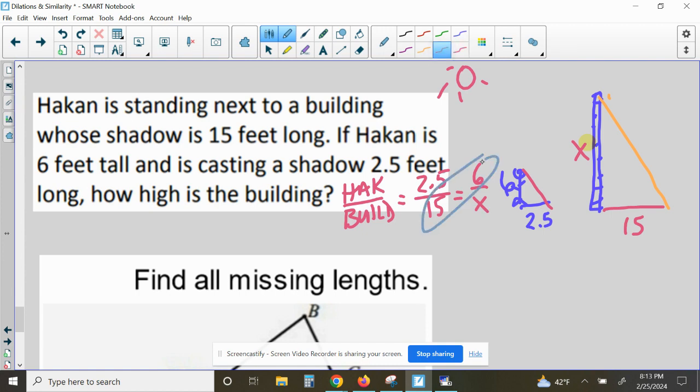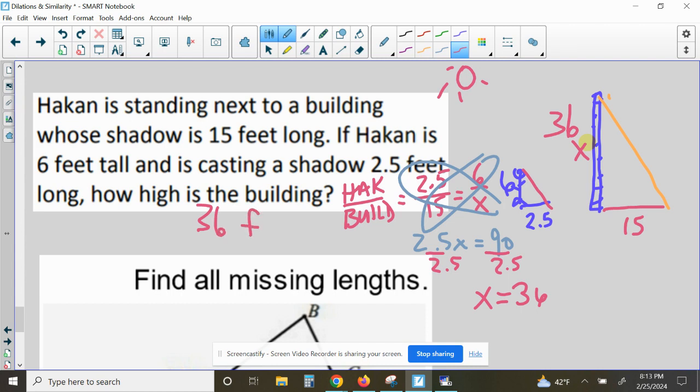x. So crisscross multiply. We've got 2.5x is equal to 15 times 6. That is 90. I'm going to divide both sides by 2.5. So 90 divided by 2.5, and we get x equals 36. So this building appears to be 36 feet tall.